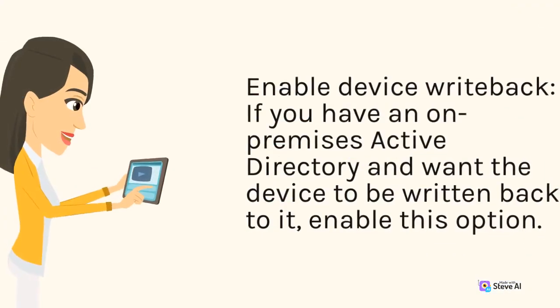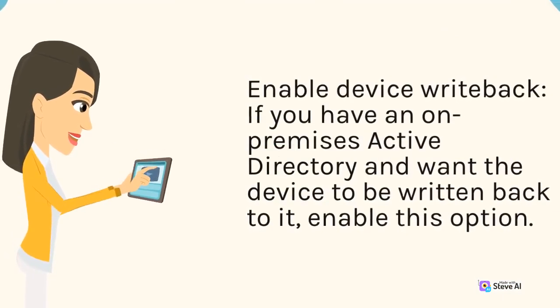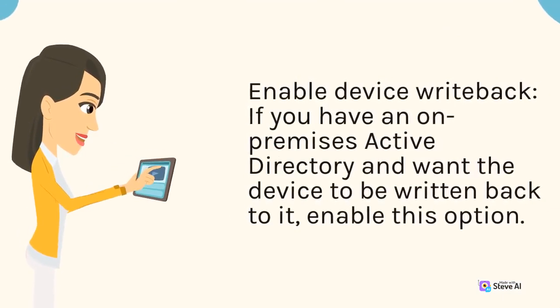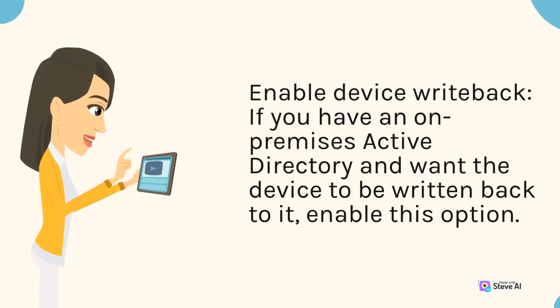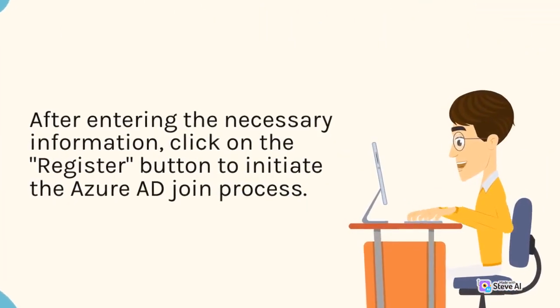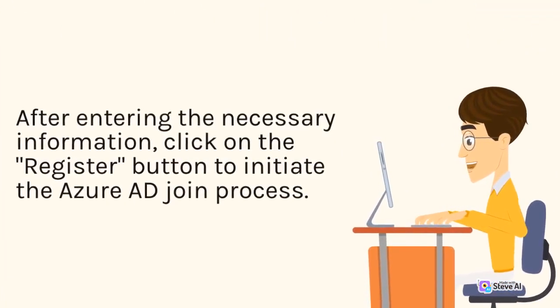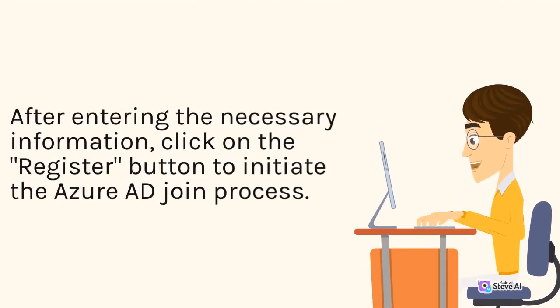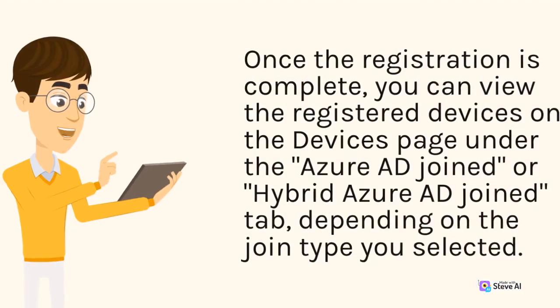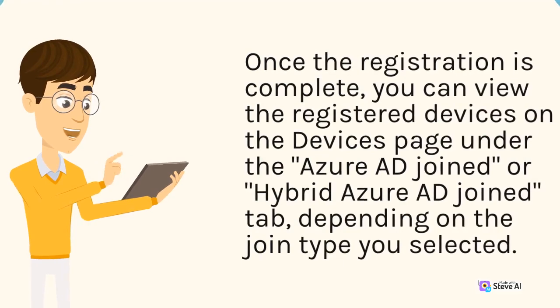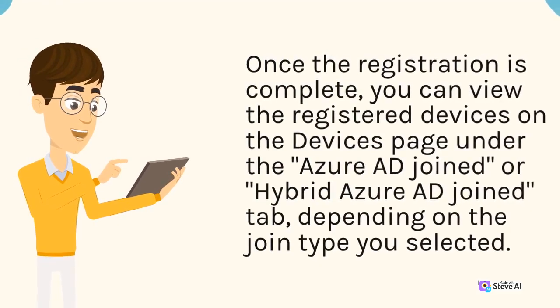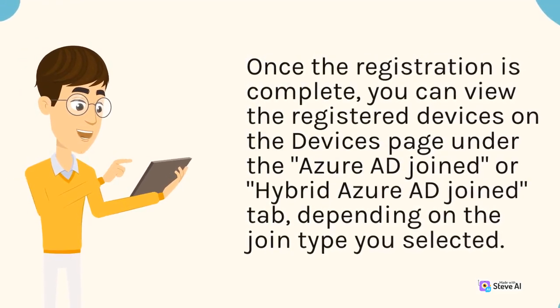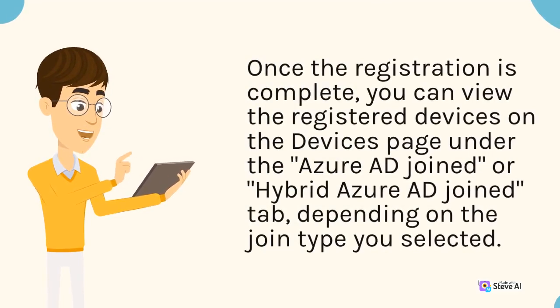Enable device write-back. If you have an on-premises Active Directory and want the device to be written back to it, enable this option. After entering the necessary information, click on the Register button to initiate the Azure AD Join process. Once the registration is complete, you can view the registered devices on the Devices page under the Azure AD Joined or Hybrid Azure AD Joined tab, depending on the join type you selected.